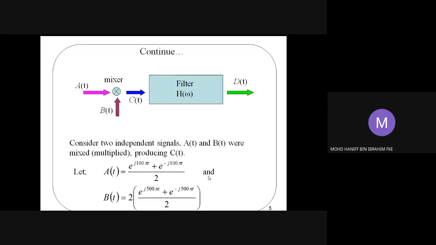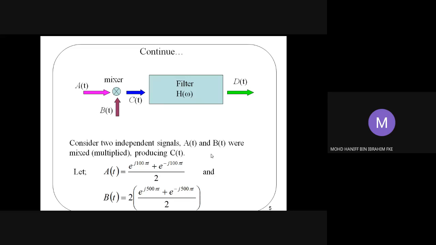This is how we apply the Fourier transform in understanding the filter application. For instance, in this diagram, we have 2 inputs to the system: a(t) and b(t). This multiplication of the signals creates the c(t) signal. The c(t) will pass through the filter, which has a frequency response or transfer function of H(omega), and we get the output d(t).